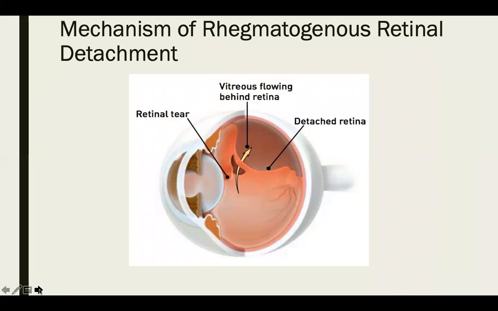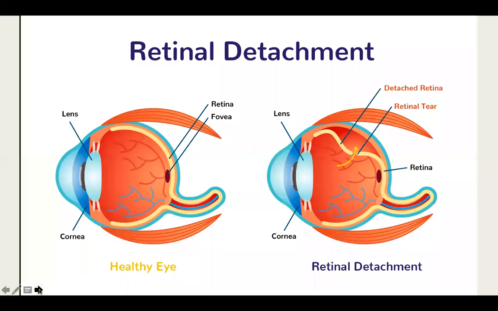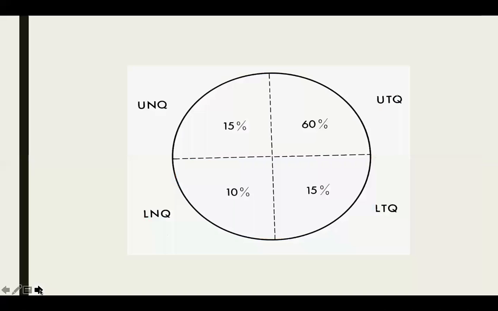Again, we discussed the mechanism of retinal detachment. And okay, so that is the process of retinal detachment. The fluid gets into the subretinal space and the retina is detached.